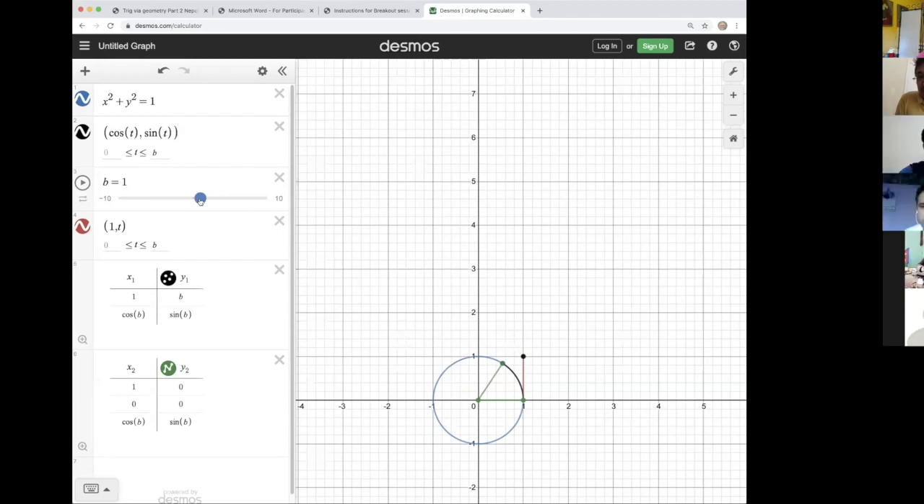Yes, it is 270 degrees. 57 point something degrees, 1 radian equals to.